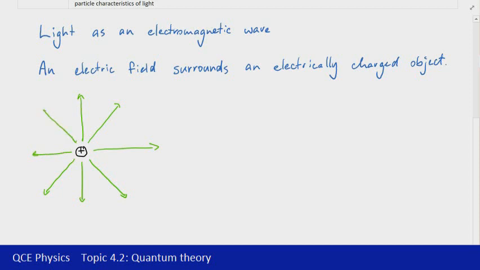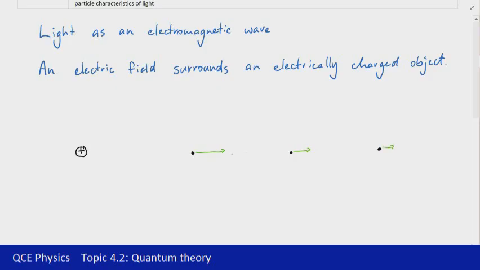Now, in dealing with light as a wave, we're not really interested in that view of the electric field. We're instead more interested in what's happening at particular points in the region around that charge. So we're going to consider some points that are some distance away from the charge, and if we look at the electric field in those regions, we would see that they look something like this. Notice they're getting smaller as we get further away, because we know that the electric field strength decreases with distance. Those arrows represent the electric field at each of those three points.